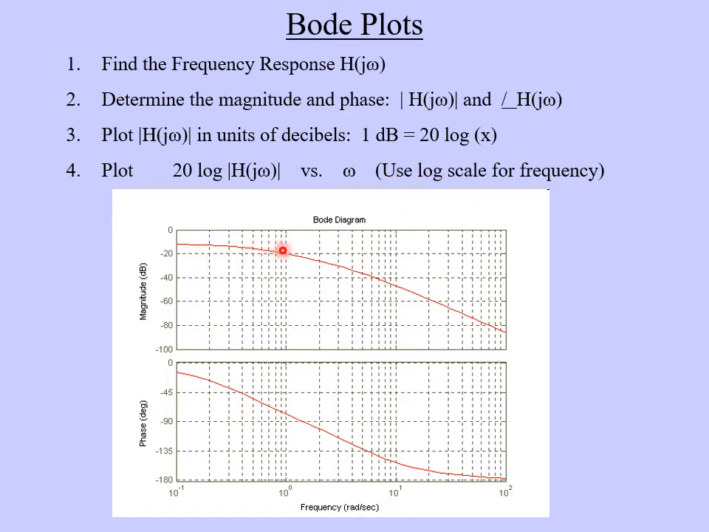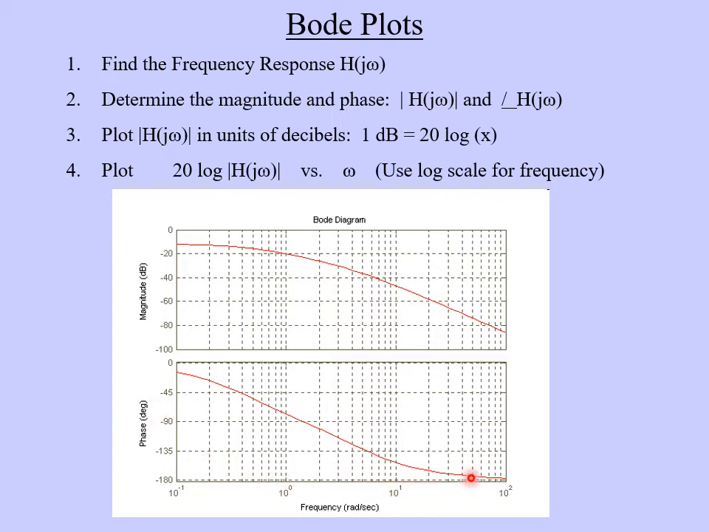So this is the Bode magnitude plot up here. This is some other system. And then down here is likewise the Bode phase plot. And the phase angle over here is shown in degrees or radians, but this is not a log scale. But again, the frequency is always shown on a log scale.